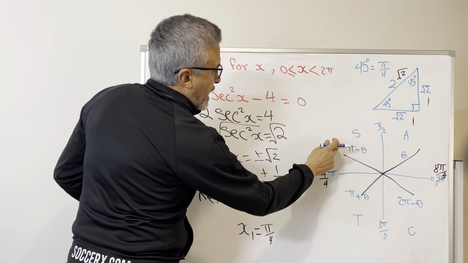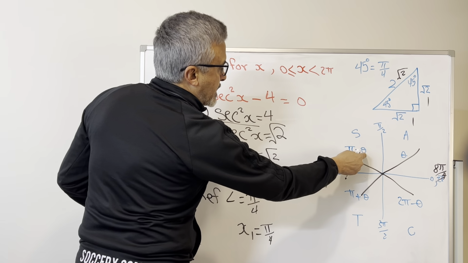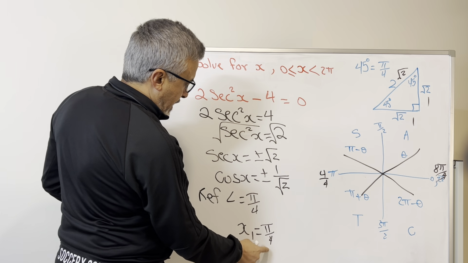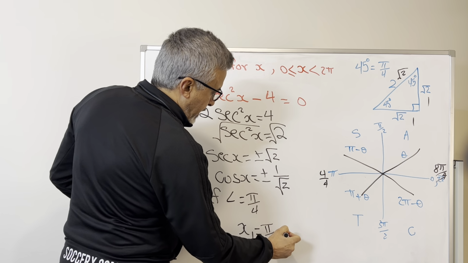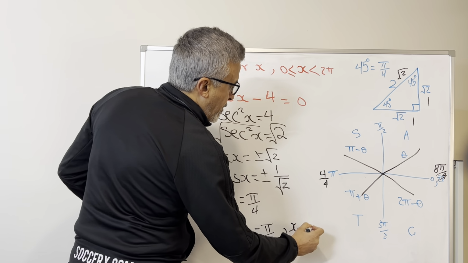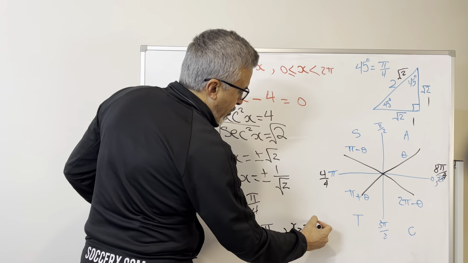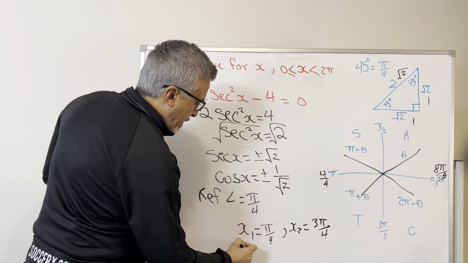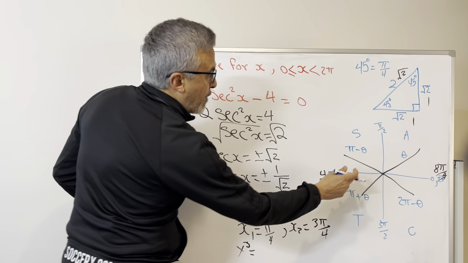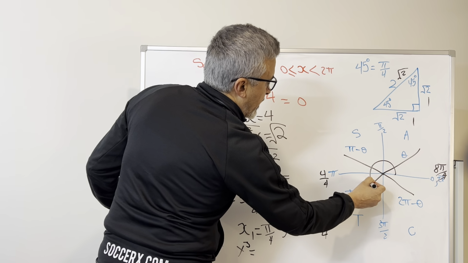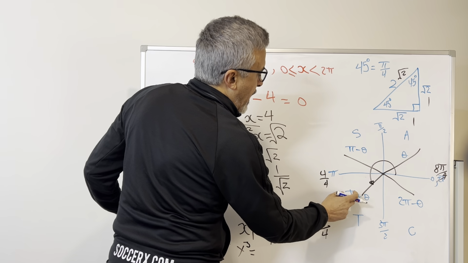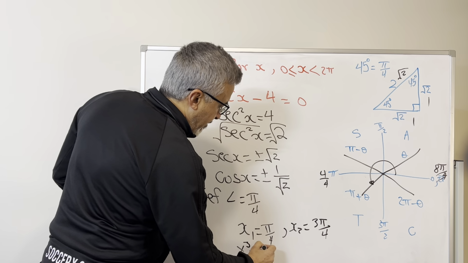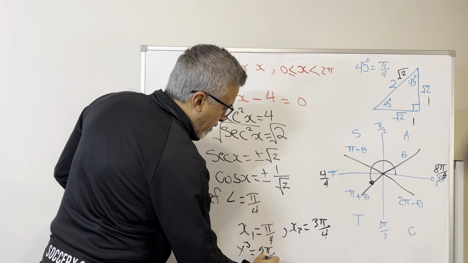Now, the second angle is pi minus the theta, which is the reference angle, so pi minus pi over 4, which is the reference angle right here, so x2 will be 4 pi over 4 minus pi over 4 basically, so that's 3 pi over 4. x3 will be this one right here. If you're in this quadrant, you just go pi plus the reference angle, so 4 pi over 4 plus pi over 4 will be 5 pi over 4.